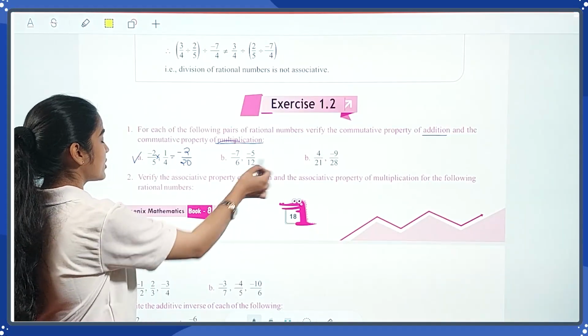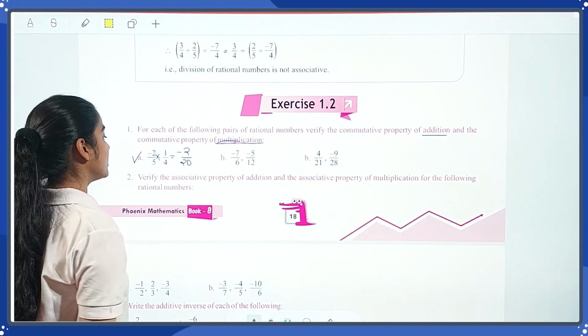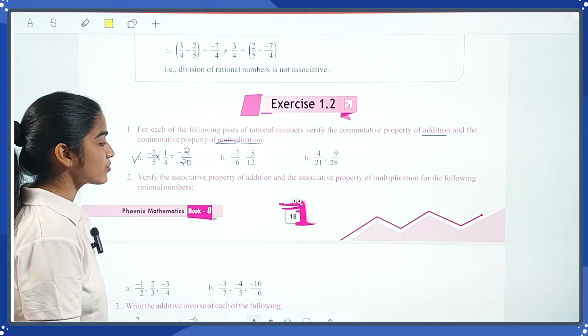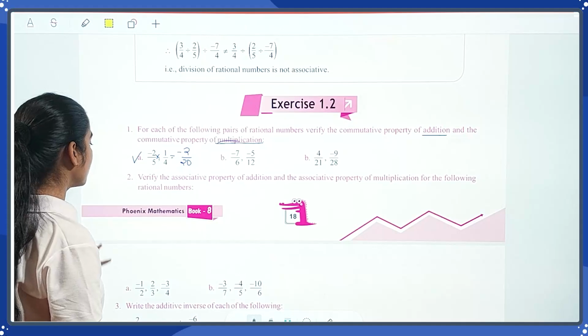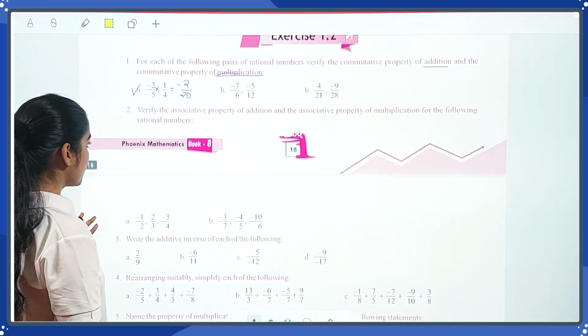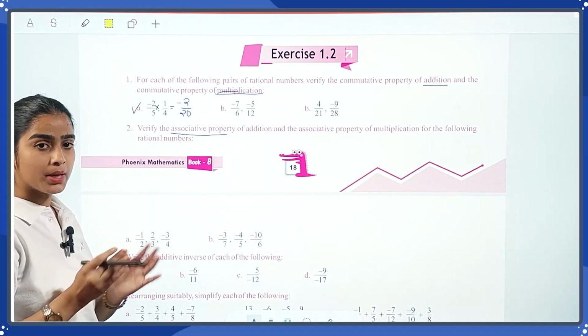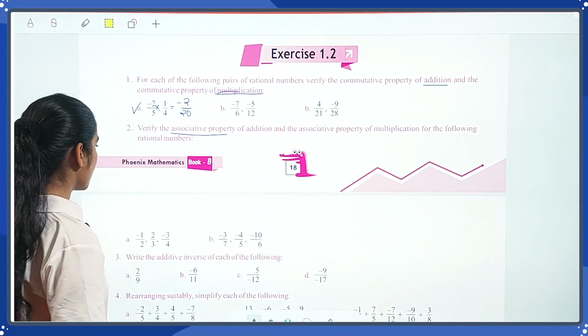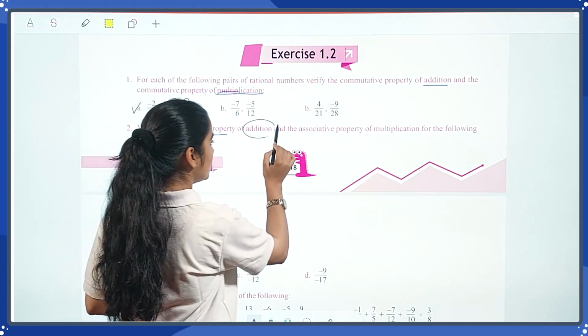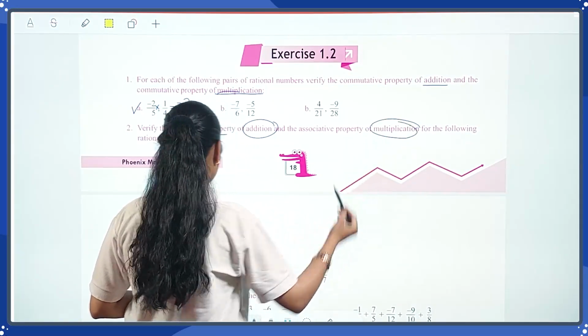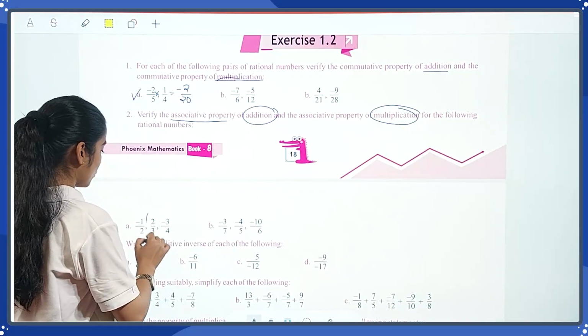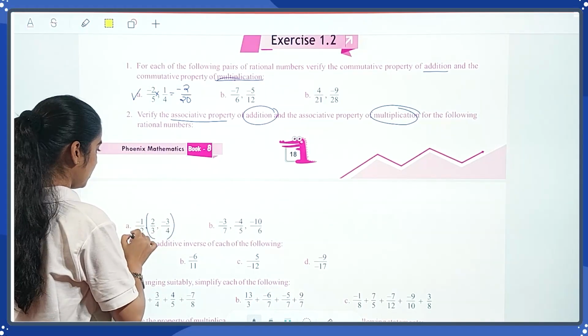Now you have to solve the rest of the questions like this. Now verify the associative property of addition and the associative property of multiplication for the following rational numbers. So which property? Associative property, in which we have to make a group of the numbers. Again, for addition and multiplication. Now I group these two numbers.